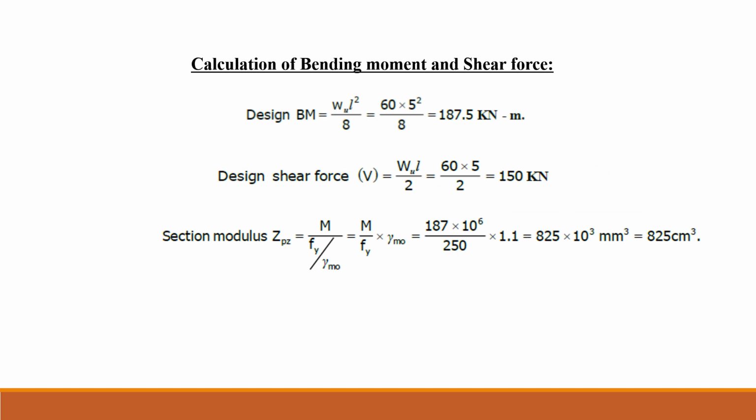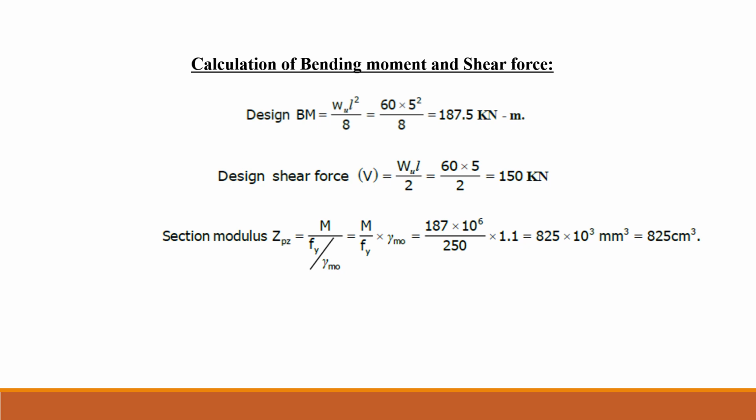And then calculate the bending moment and shear force. For a simply supported beam, the bending moment formula is WL square by 8, where W is equal to 60 into length 5 square divided by 8, which is equal to 187.5 kN meter. And then calculate the shear force. The shear force formula is WL by 2, 60 into 5 by 2, that is 150 kN.